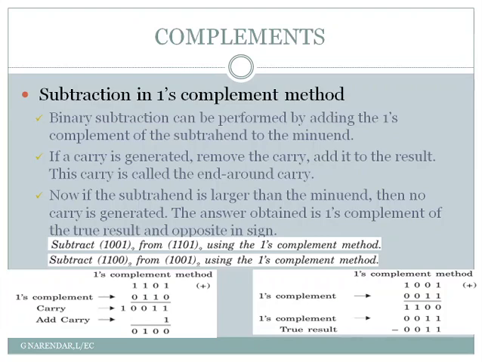If the carry is generated, which happens when the subtrahend is smaller than the minuend, the carry generated is removed and added to the result. But if the subtrahend is larger than the minuend, then no carry will be generated and the answer is obtained in ones complement form. And to see what the true result is, you have to take the ones complement of the result and put a negative sign before it.